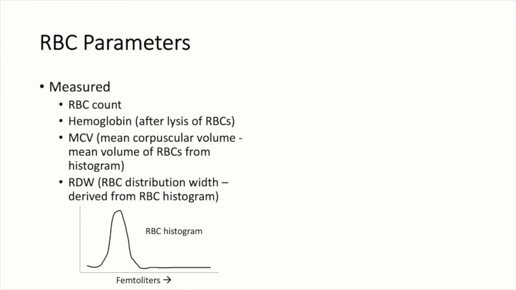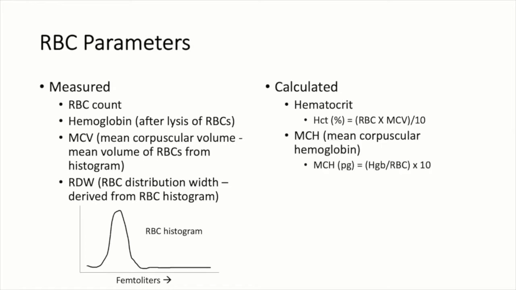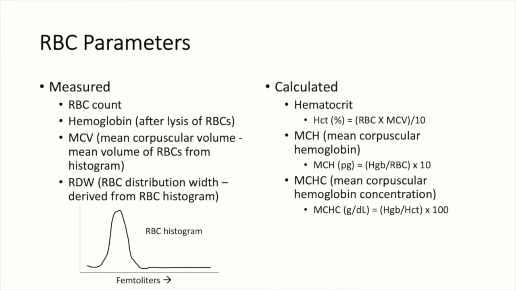The RDW is the red cell distribution width. This is also derived from the red blood cell histogram and is an indicator of the degree of variation in red blood cell size. The calculated parameters include hematocrit, MCH or mean corpuscular hemoglobin, and MCHC or mean corpuscular hemoglobin concentration.